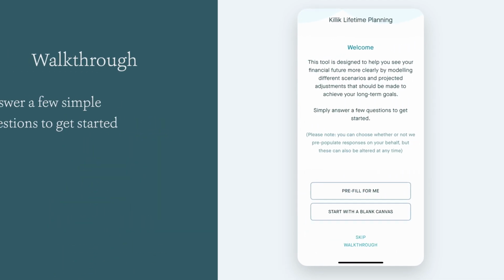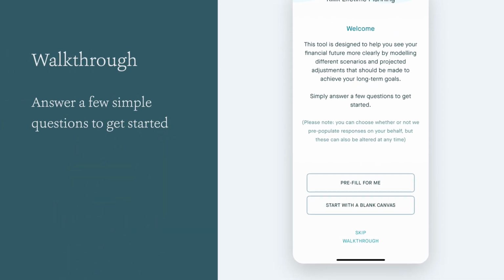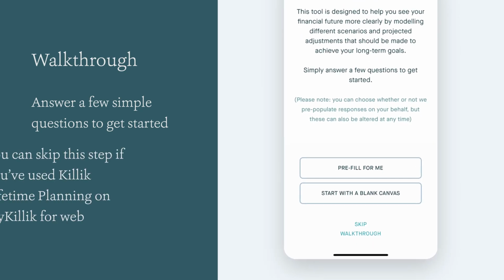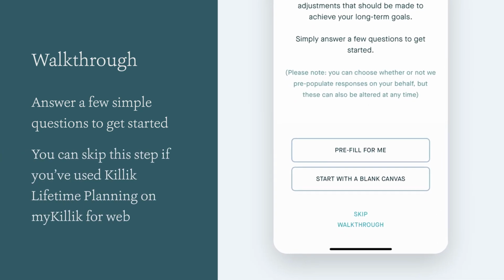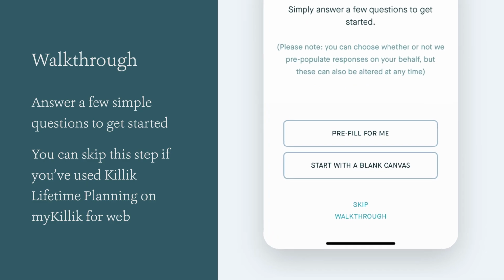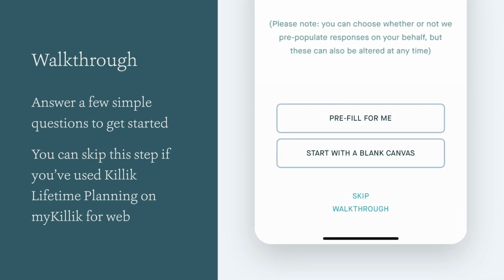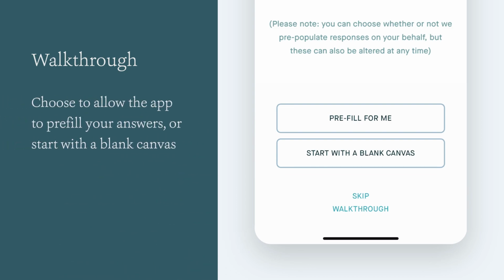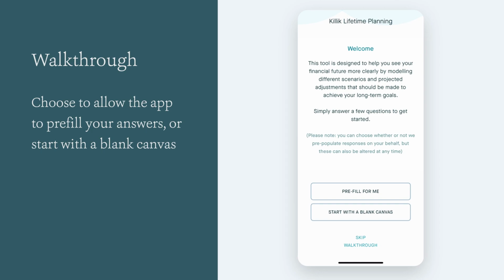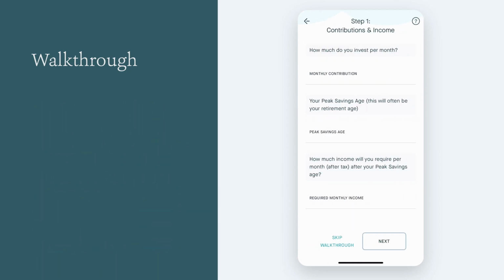The first time you use this feature, you will be prompted to answer a few questions to get set up. You might have already used Killik Lifetime Planning via the web version of myKillik and are confident you know how it works. In this case, you can skip this step. Otherwise, you have two options: to allow the app to pre-fill the answers for you based on the records we have in our system, or to start with a blank canvas, which we'll do for the purposes of this demo.